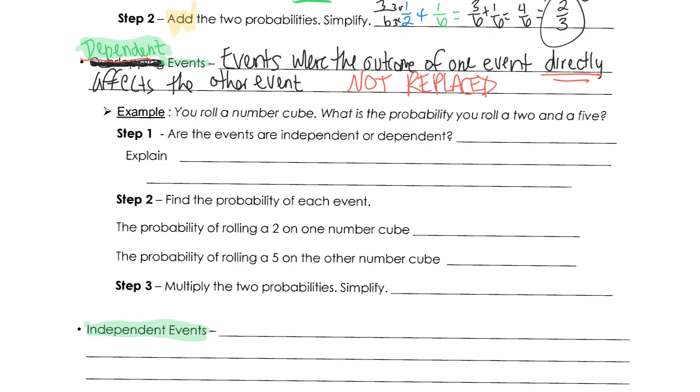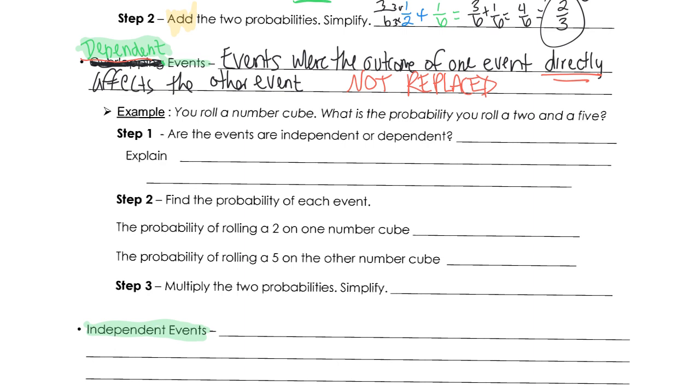What this means is if we're taking marbles out of a bag and I want to find the probability that I get the red one and then a blue one, I take one marble out, and I don't put that marble back in. That now changes the probability of what's still in the bag. So that's a dependent event.